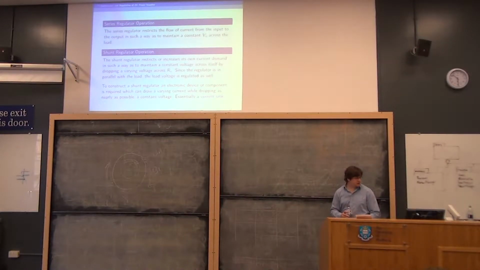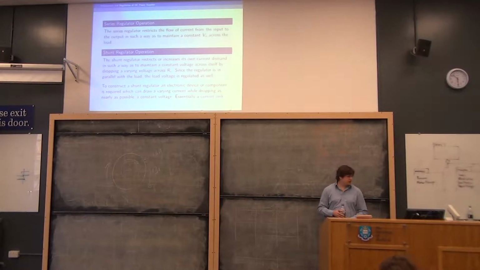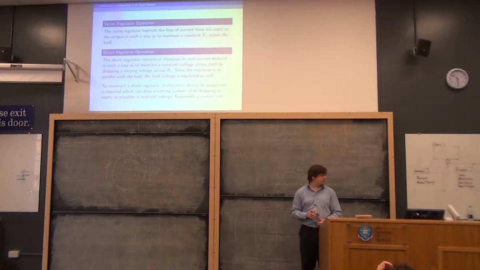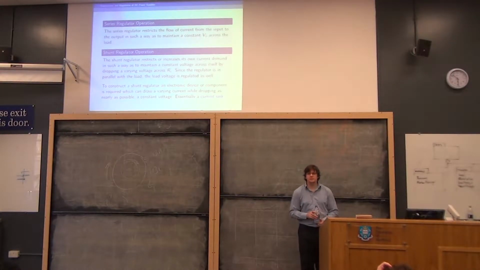So the operation of a series regulator is that it restricts the flow of current from the input to the output in such a way as to maintain a constant output voltage across the load.